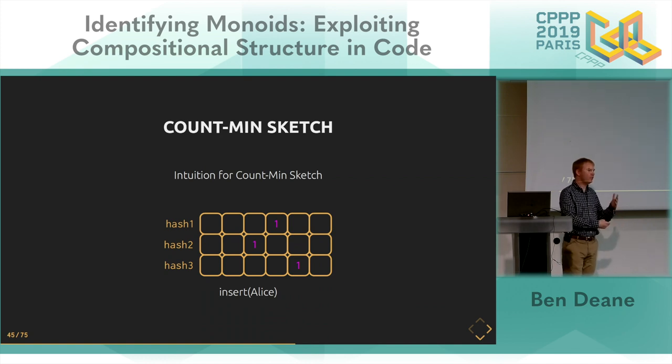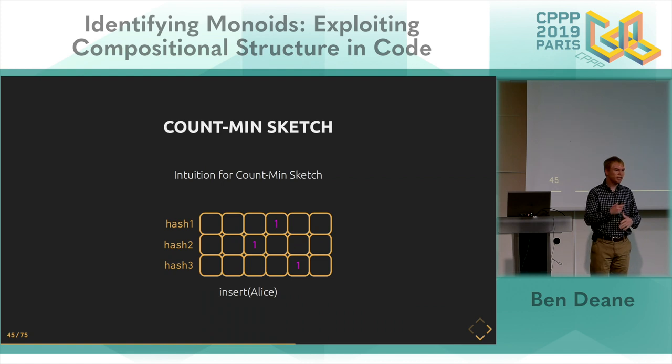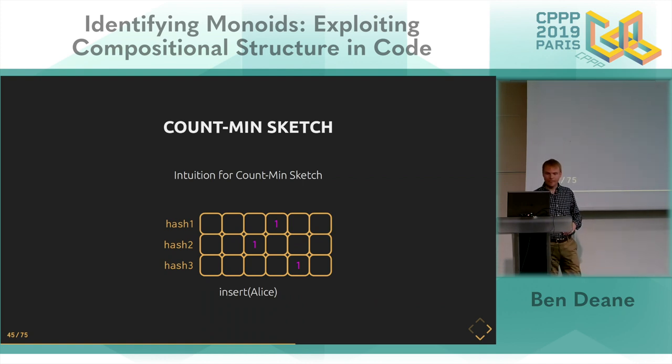Here's another example of a probabilistic monoid, count-min sketch. If you've heard of a Bloom filter, this is very similar to a Bloom filter. The idea here is that we want to not just keep count of the number of uniques, but keep count of how many times each unique person has logged in. And again, the intuition behind this is we use several hash functions. So here's three hash tables. And when Alice logs in, we hash Alice three ways, and we increment the value at each of those positions.